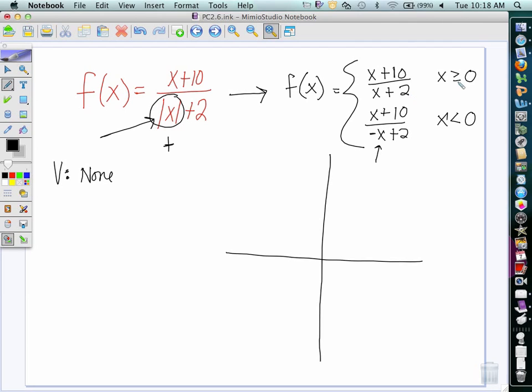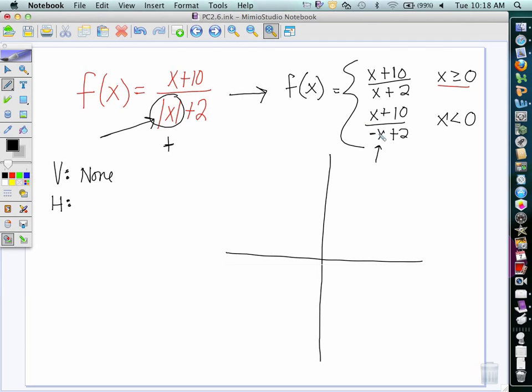You could use either expression. X plus 2, the only way that that'll be a vertical asymptote is if it's negative 2. However, that's not part of the defined domain here. It's only for positive. And the same would go for the second one. So none. Let's go horizontal asymptotes.